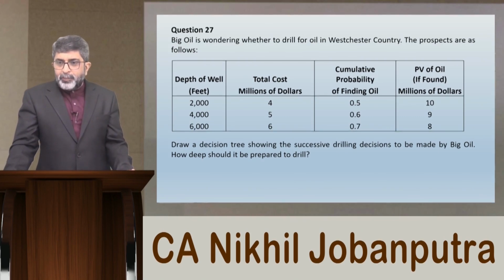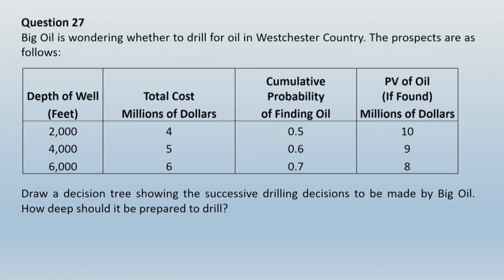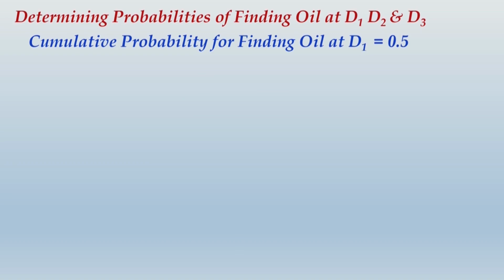So let me help you with that part first, and then we can proceed ahead with the solution without any difficulty. So when you begin your solution, you would write the heading as determining probabilities of finding oil at D1, D2 and D3. So cumulative probability for finding oil at D1 is 0.5. I'm sure you understood the point that D1 indicates 2000 feet, D2 indicates 4000 feet and D3 indicates 6000 feet. So cumulative probability of finding oil at D1 is 0.5.